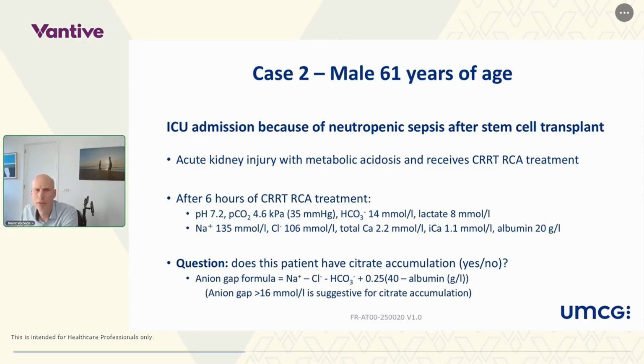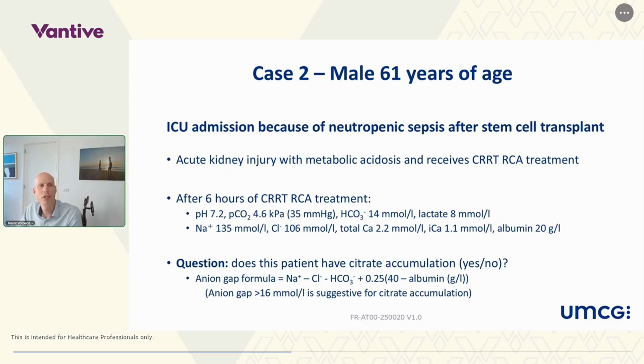To make it a little bit easier, I've written down the NNGAP formula on the slide. Because the upper end of the normal range of an NNGAP may vary between different hospitals, I'll tell you that in our hospital, the upper end of normal for the NNGAP is 12. And we see an NNGAP above 16 as suggestive for citrate accumulation.